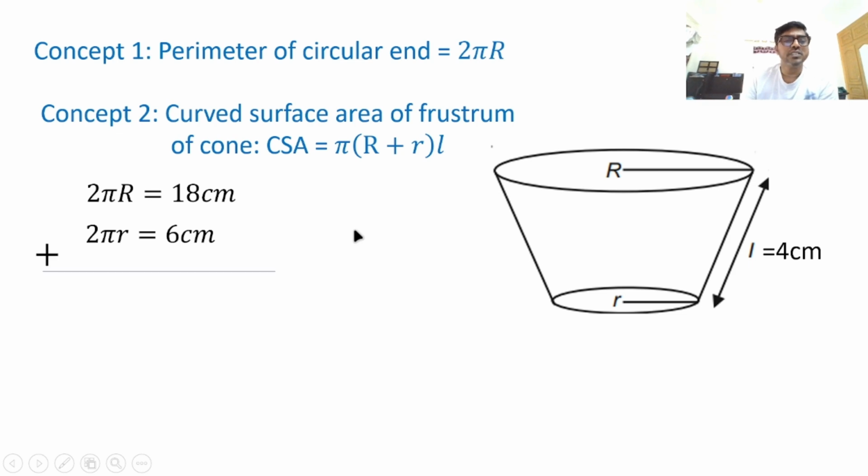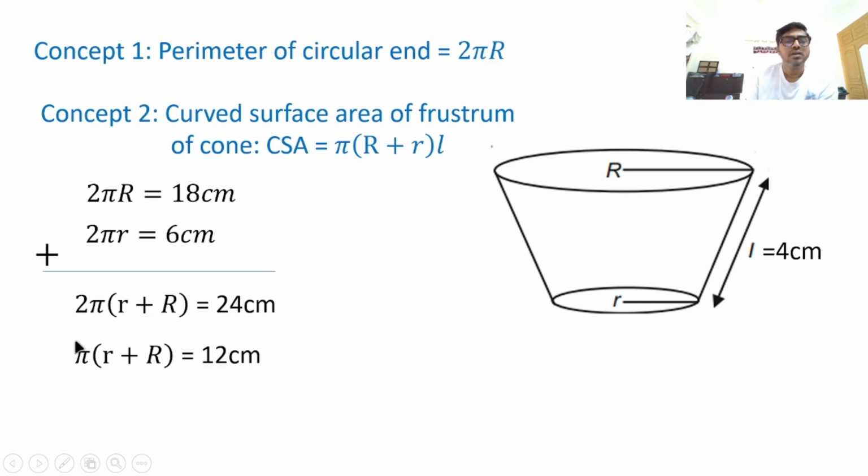So first what we do, we simply add them. On the left hand side, you get 2 pi into capital R plus 2 pi into small r. If you take 2 pi common out, you get 2 pi into small r plus capital R, or capital R plus small r. You can write any order, doesn't matter. On the right hand side, 18 plus 6 will give you 24 centimeters. So that's what you have, 24 centimeters. But I don't need 2 pi into small r plus capital R. I need pi into small r plus capital R, this one. So what I do, I just cancel 2 here. 2 goes into 12, 2 12s are 24. This is what I have.